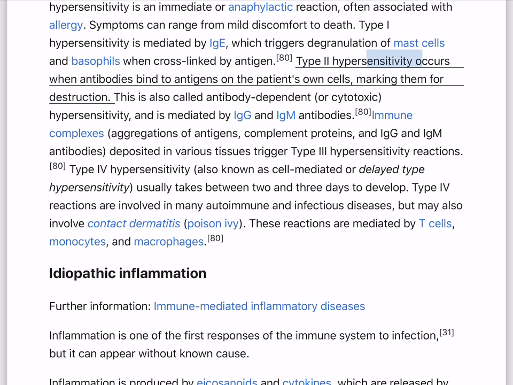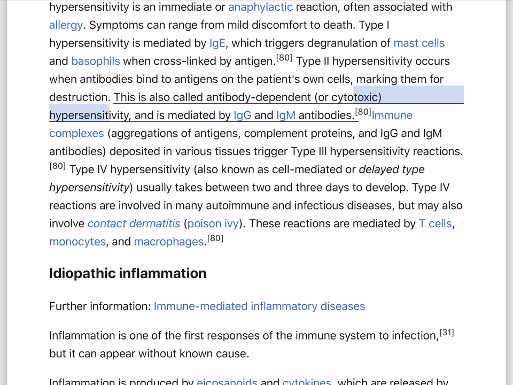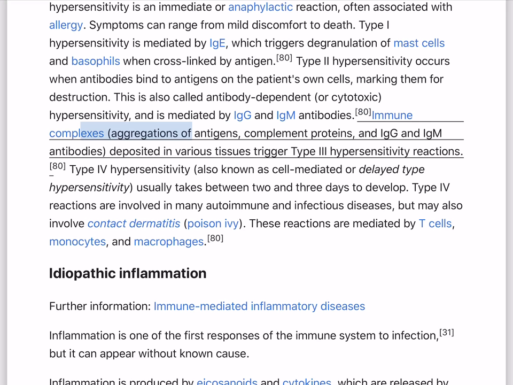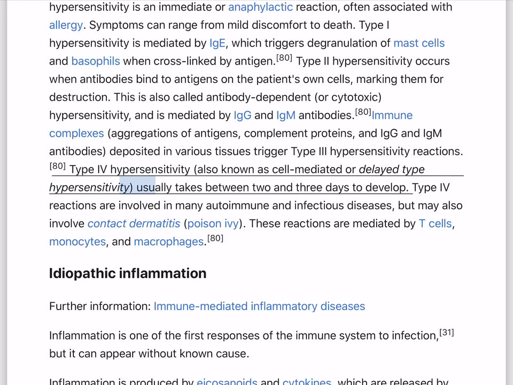Type II hypersensitivity occurs when antibodies bind to antigens on the patient's own cells, marking them for destruction. This is also called antibody-dependent, or cytotoxic, hypersensitivity, and is mediated by IgG and IgM antibodies. Immune complexes, aggregations of antigens, complement proteins, and IgG and IgM antibodies deposited in various tissues trigger type III hypersensitivity reactions. Type IV hypersensitivity, also known as cell-mediated or delayed type hypersensitivity, usually takes between 2 and 3 days to develop.